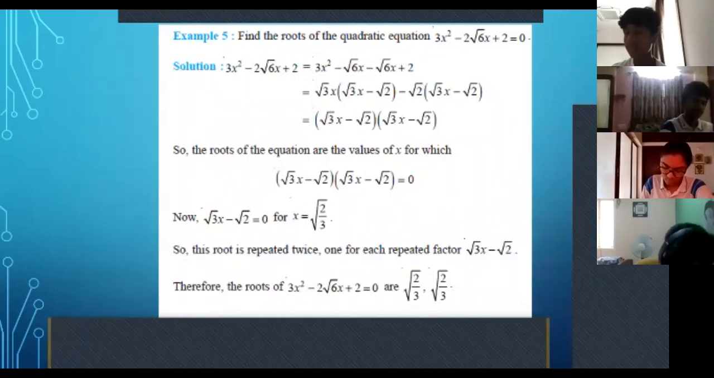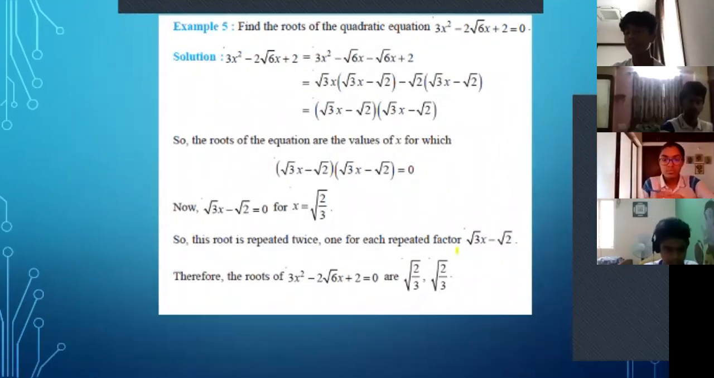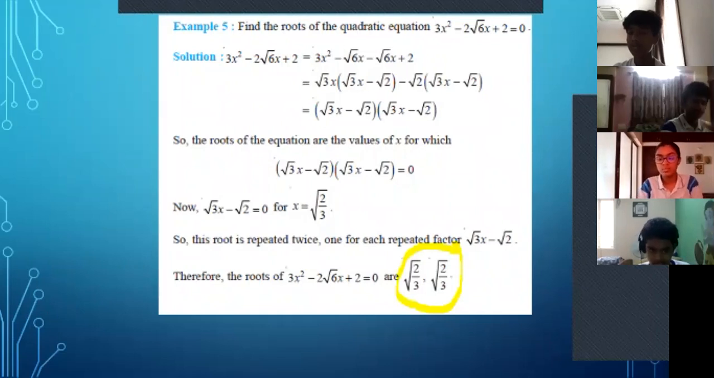Okay, done. So what is the answer? What are the roots you're getting? Root 3 by 2 and root 3 by 2. So they are equal roots. We are getting two equal roots. Afterwards, the whole squares. Perfect. Okay with that? So how did you split?